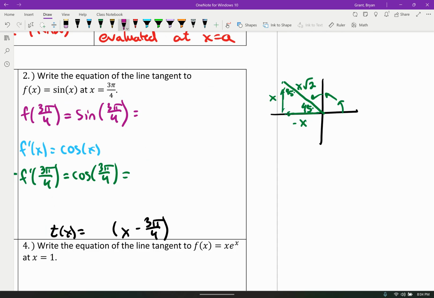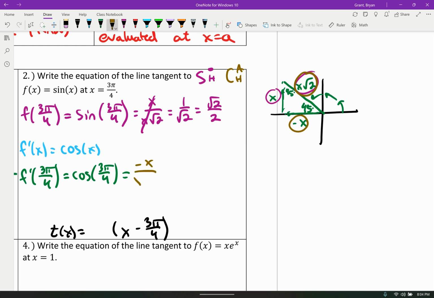So when I'm thinking sine, I think SOHCAHTOA. Sine, opposite over hypotenuse, x over x root 2, which is going to be just 1 over root 2. Now, I imagine most of you would prefer to rationalize that, and you'd call it root 2 over 2. The AP exam doesn't care which one you use, though. And then let's do cosine of 3 pi over 4. Cosine, adjacent over hypotenuse, negative x over x root 2. So negative 1 over root 2, or for you purists, negative root 2 over 2.